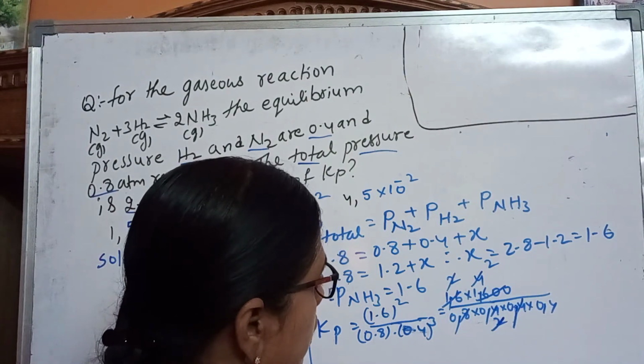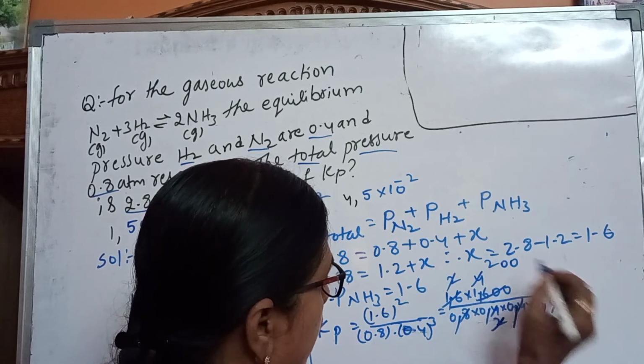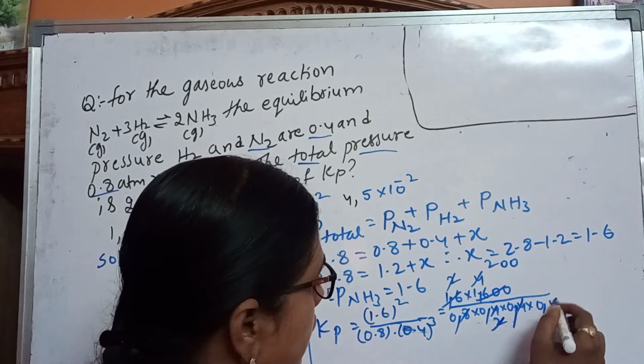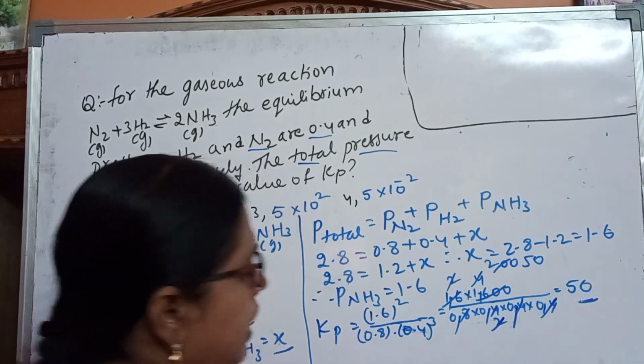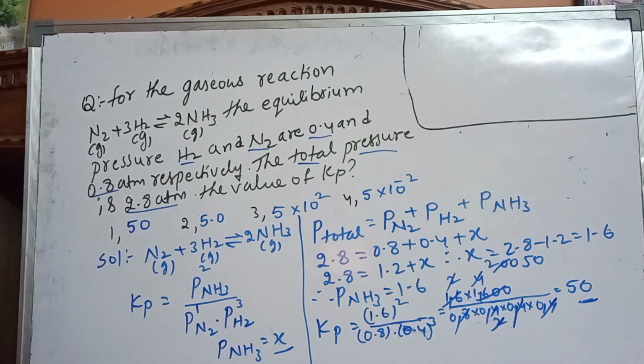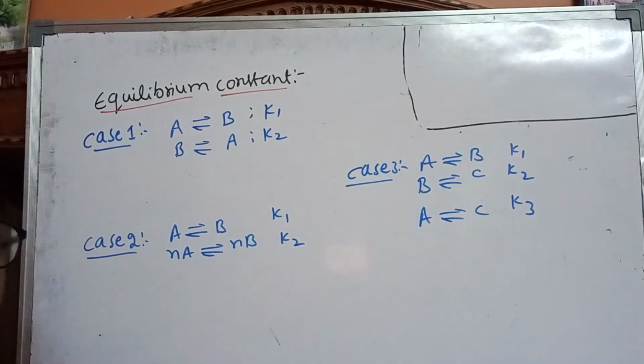So next, how much do we get here? Here 200, and 4 is there. Here 4 5s are 50. So what is the answer? 50. So which is the correct option? First option. So this is the calculation of Kp.